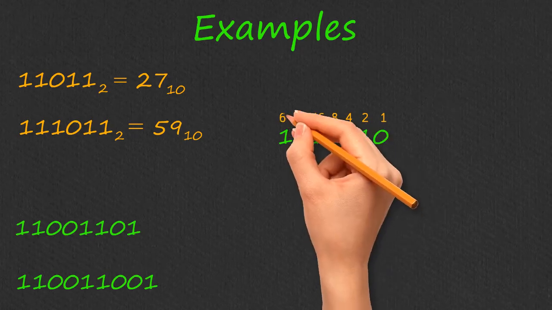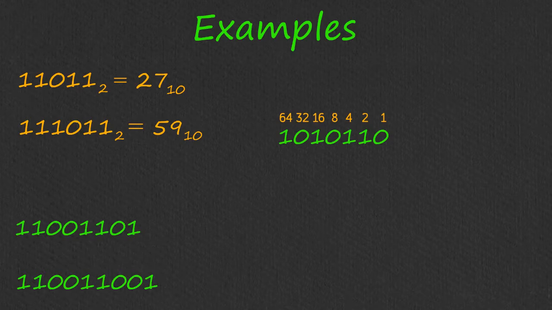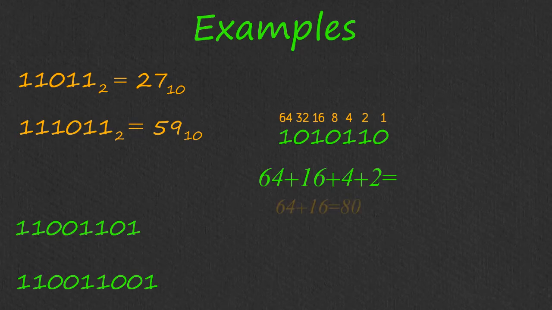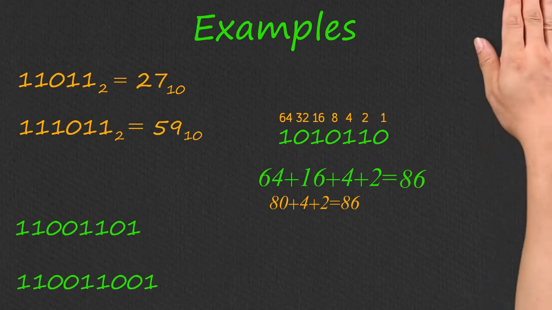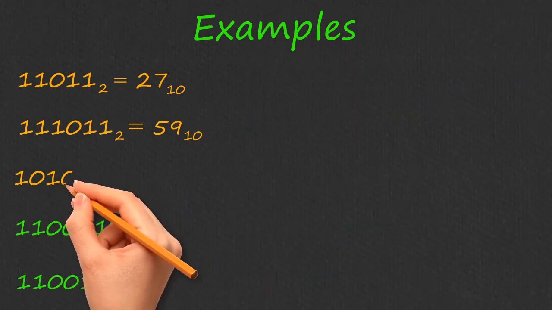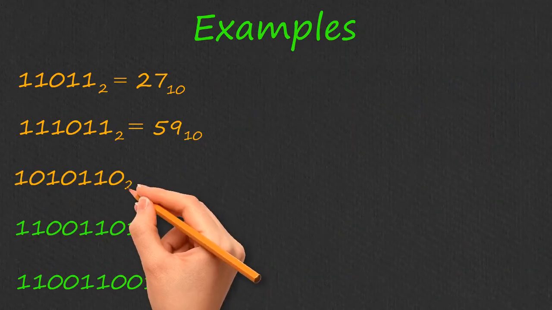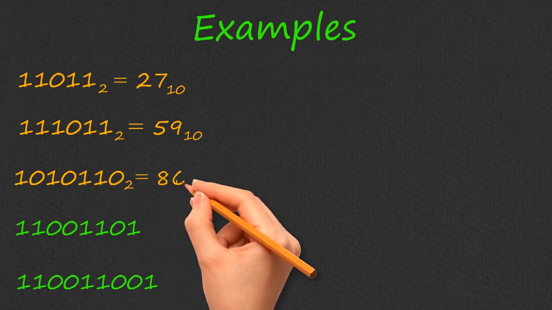Now that we have the place values, all we need to do is to pick out the place values that have a 1 under them and sum those up. In this example, these will be 64, 16, 4, and 2. We pair up 64 and 16 again, that will add up to 80, and then add on the 4 and the 2, which altogether will make 86. So 1010110 in binary is equal to 86 in decimal.